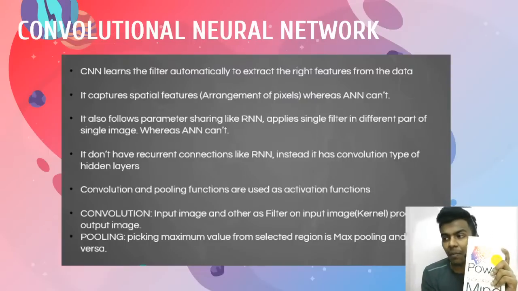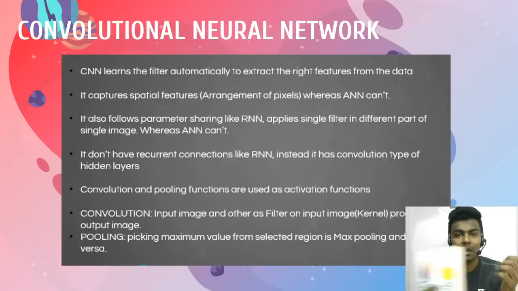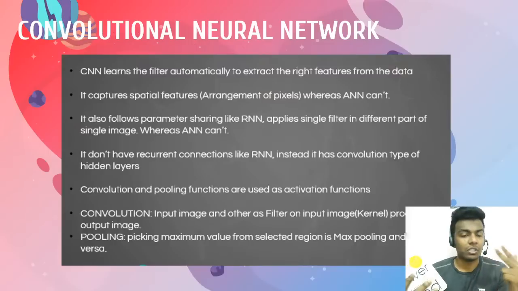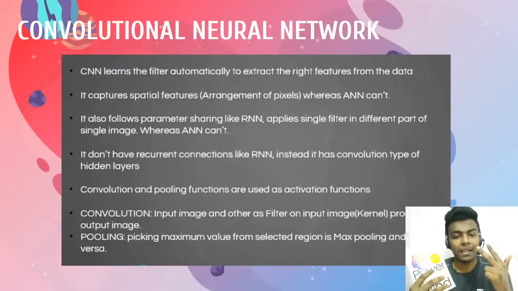If it is giving the minimum value, that is known as minimum pooling. And if it is taking the average value, that is average pooling. Okay, minimum, maximum, average, just note it down. In pooling, we have 3 types: one is minimum pooling, then maximum pooling, and then average pooling.